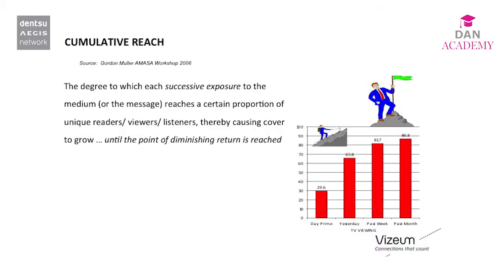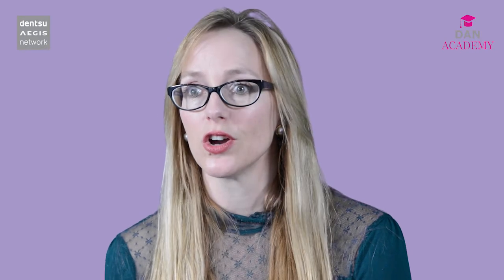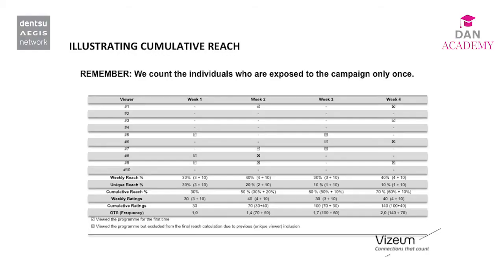Looking at the term cumulative reach, this is the degree to which each successive exposure to the medium reaches a certain proportion of unique readers, viewers, or listeners. So, highlighting, I think, 2 or 3 slides prior, when we looked at the point of diminishing returns, a very similar definition. It's cumulative reach, and at some point you're no longer reaching people and you're building frequency. Illustrating cumulative reach, once again, a lovely exercise that really brings it to life.